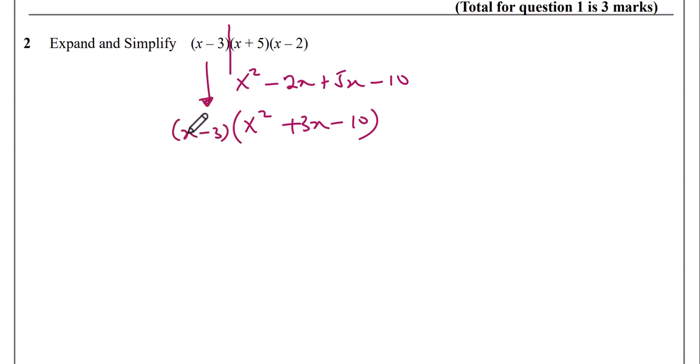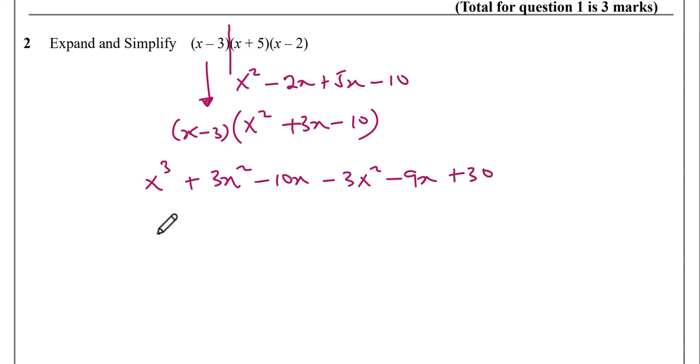So expand this again. x times x squared is x cubed, and x times 3x is 3x squared, and x times minus 10 is minus 10x. And then go with minus 3. Minus 3 times x squared is minus 3x squared. Minus 3 times plus 3x is minus 9x. And minus 3 times minus 10 is plus 30.